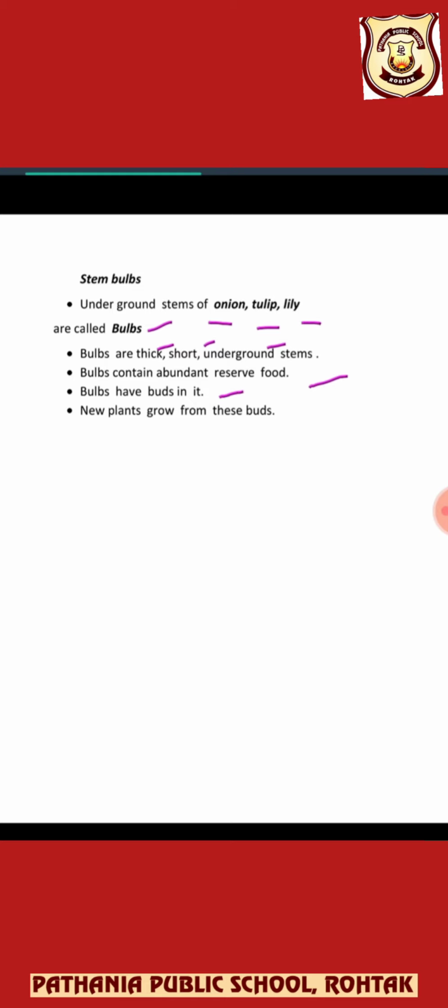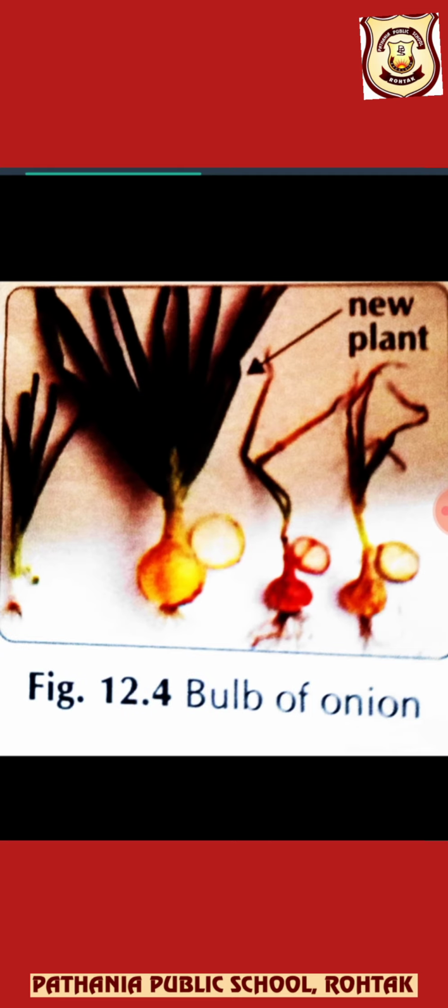When the bud has grown up, definitely you can take out the bud and grow it into a new plant. So this we can do. You can see the example of the onion bulb. In this case you can see this is the onion and it is sprouted, and new plants are sprouting from it. You can take the section of this bud part and grow it again and you can get a new plant. So this is the bulb of the onion that is visible on your screen.